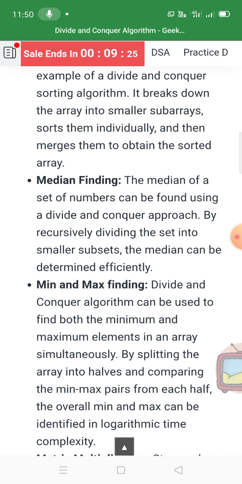Minimum and maximum finding means the divide and conquer algorithm can be used to find both the minimum and maximum elements in the array simultaneously. It is useful to identify which one is the maximum and which one is the minimum, and after the final merging stage it is easy to find them from the smallest to the biggest number. So that is maximum and minimum finding. This is the divide and conquer algorithm in the fundamentals of computer science. Thank you.